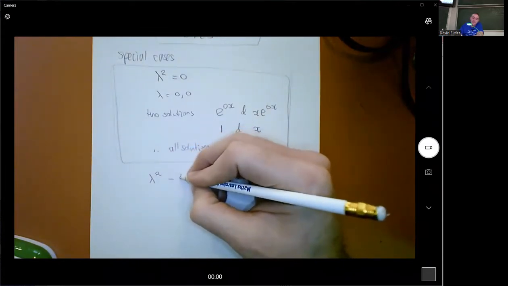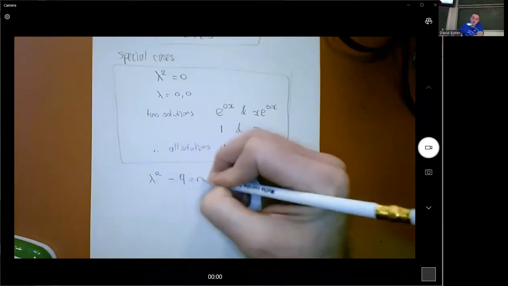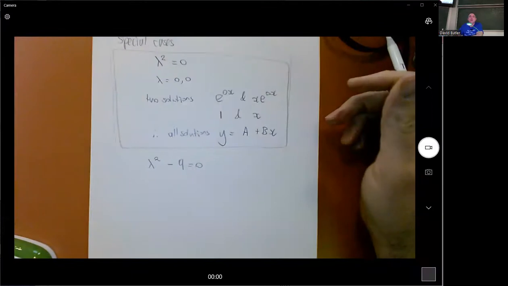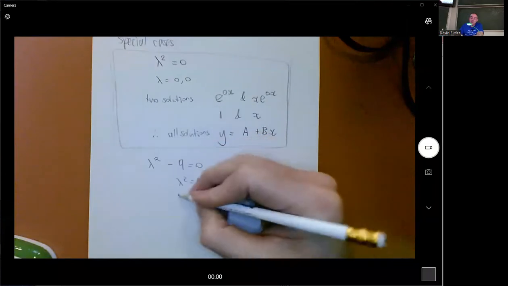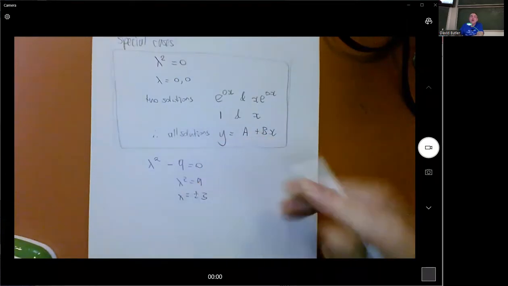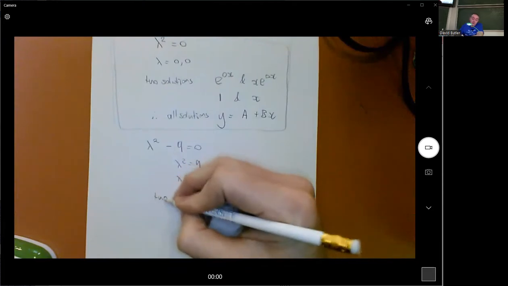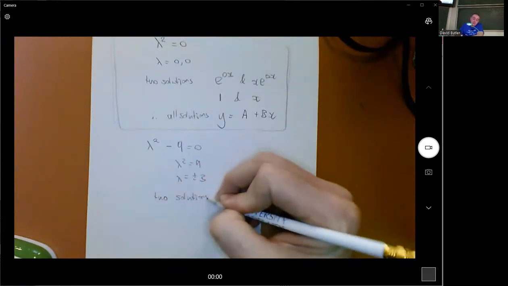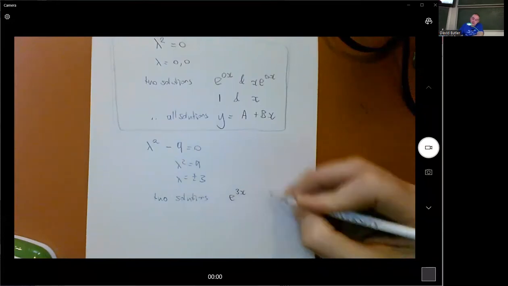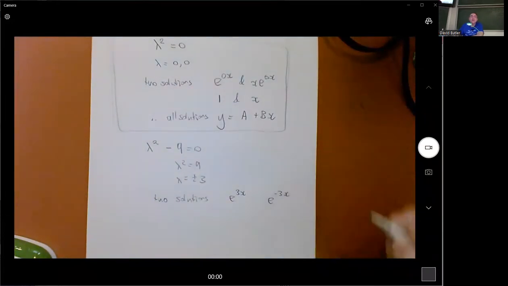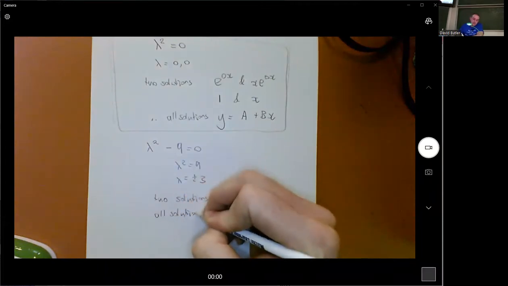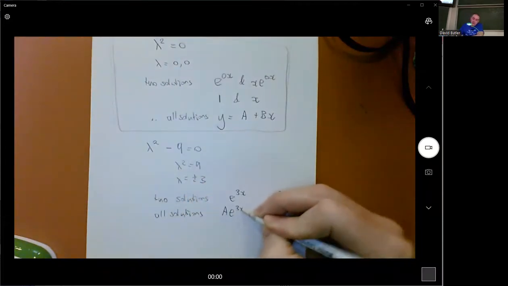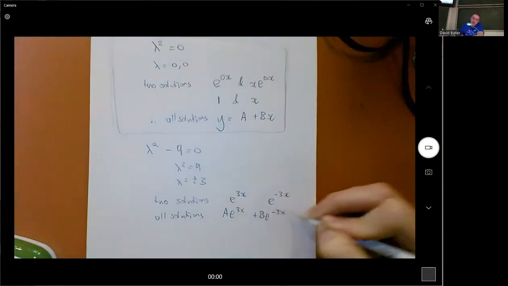Just going to do it as a specific example, and then we can generalize. Lambda squared minus 9 is 0. That's my characteristic equation. That's giving me lambda squared is 9, which is giving me lambda equals plus or minus 3. And that's two different solutions, right? So two solutions would be e to the 3x and e to the minus 3x. And I would have all solutions, right? Would be a e to the 3x and b e to the minus 3x.